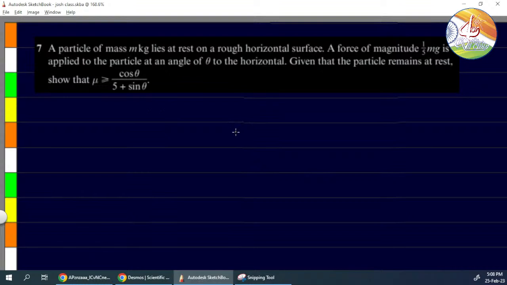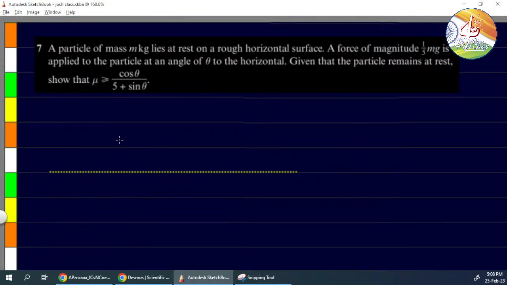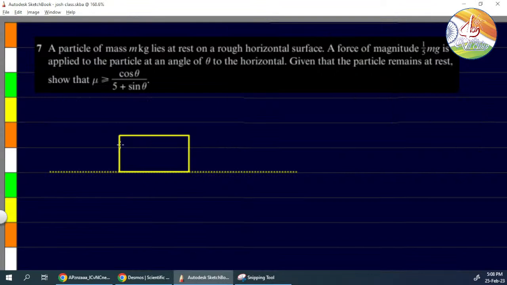plus sin theta. So this time we have to take a horizontal rough surface, and let's say this is our block. So what are the forces acting on this? Downward force is how much? Downward force will be m into g. Upward reaction, let's call it R.